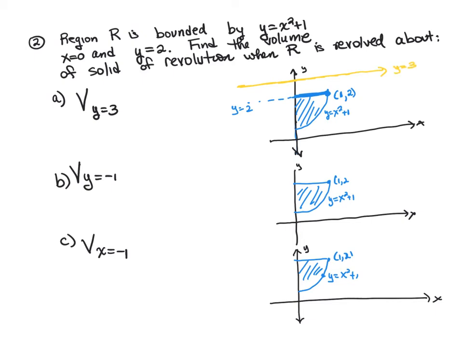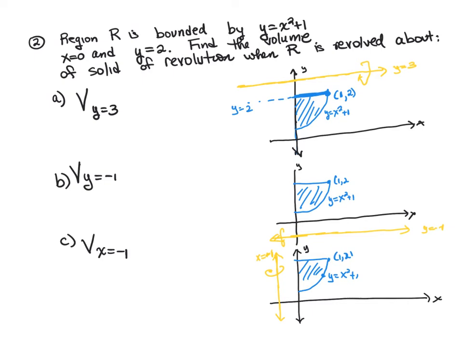Y equals -1 is below this curve, and x equals -1 is to the left of this curve. This is y equals -1. So we're going around this way, around that way, and around this way. Now, the first thing is to determine what rectangle we must use to get a washer.